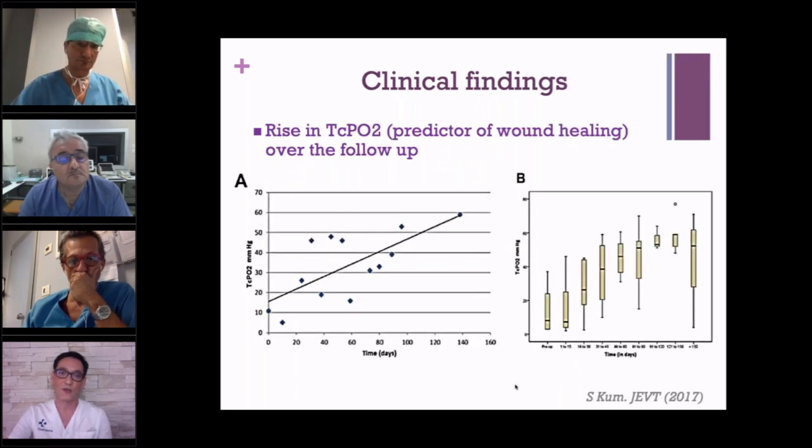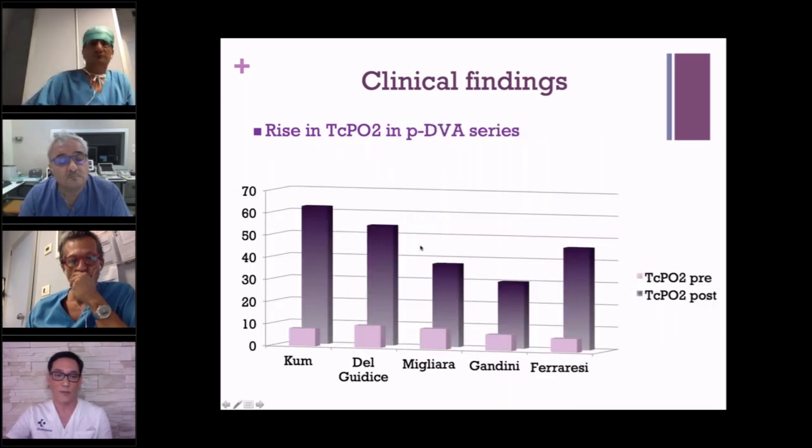And with regards to TcPO2, which is a reliable predictor of wound healing, this is a slide from Stephen Kuhn in one of the patients. You see the TcPO2 increases over time, and this is the overall series of Stephen Kuhn. And this has also been seen in most of the published series in percutaneous DVA. In all of them, you see an increase in TcPO2.